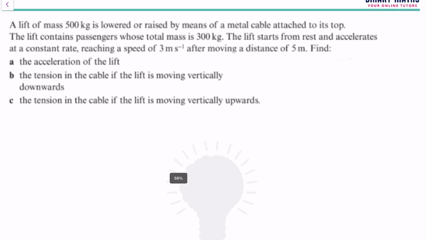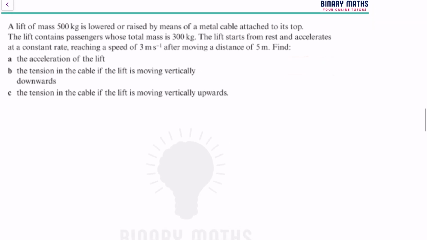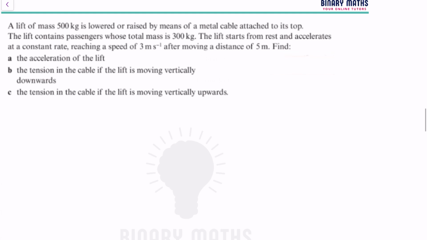A lift of mass 500 kg is lowered or raised by means of a metal cable attached to its top. The lift contains passengers whose total mass is 300 kg. The lift starts from rest and accelerates at a constant rate, reaching a speed of 3 meters per second after moving a distance of 5 meters. Find A, the acceleration of the lift.